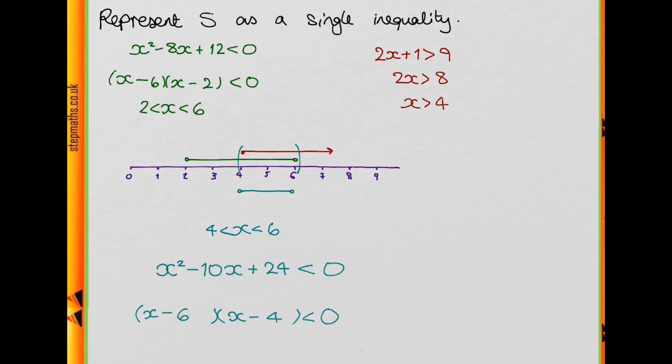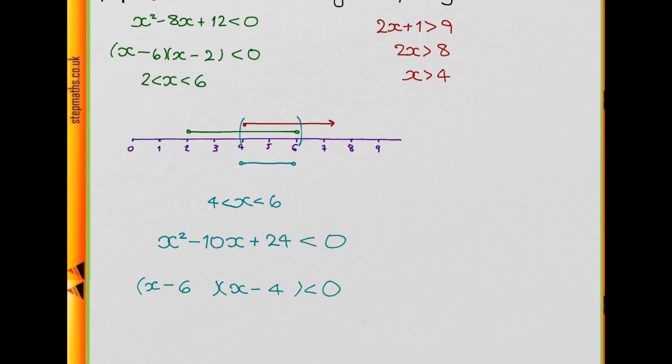Because if we put this into brackets, we get x minus 6 and x minus 4. And that being strictly less than 0 is exactly going to happen between 4 and 6. And so our answer is C.